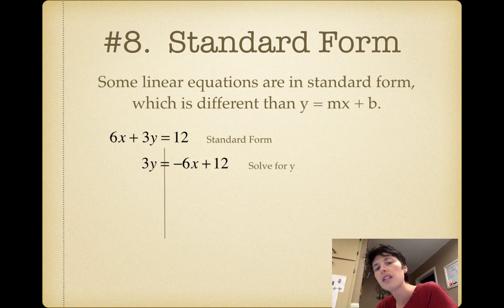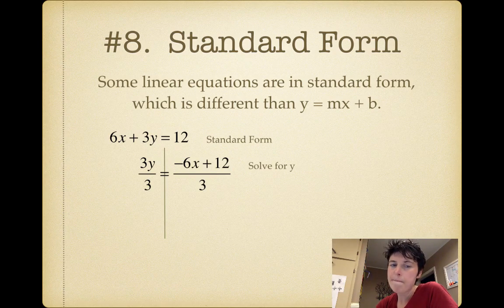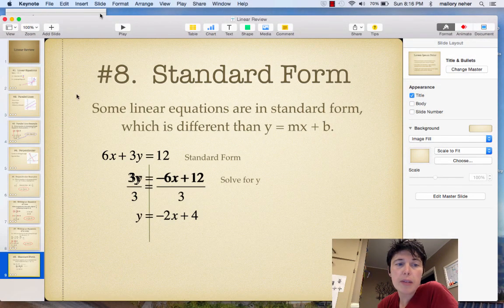I'm going to move the 6x over to the other side, make it a -6x, and then to change it from a 3y to just being y equals, I'm going to have to go in there and divide by 3. So I'll divide by 3 on both sides, and -6 divided by 3 is -2x, and 12 divided by 3 is 4, so I get y equals -2x plus 4. And now I've rearranged it, and it's in my y equals mx plus b form.